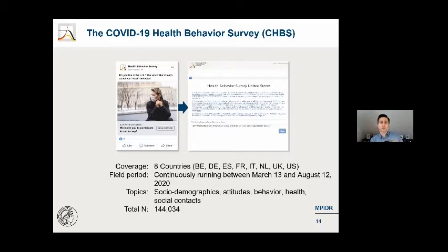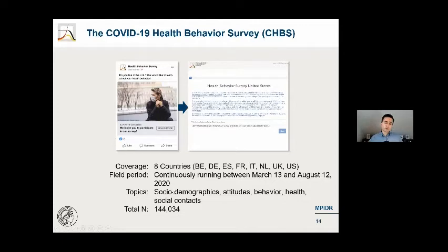US, and they were localized language-wise, so that we generally had the same message across the countries, but obviously in the respective languages, like German in Germany. In countries with multiple languages, like Belgium, we had the ads in 3 languages, and we let Facebook decide which language to use depending on the language settings of the Facebook users. And as I mentioned before, the survey was running continuously between March 13 and August 12, 2020.